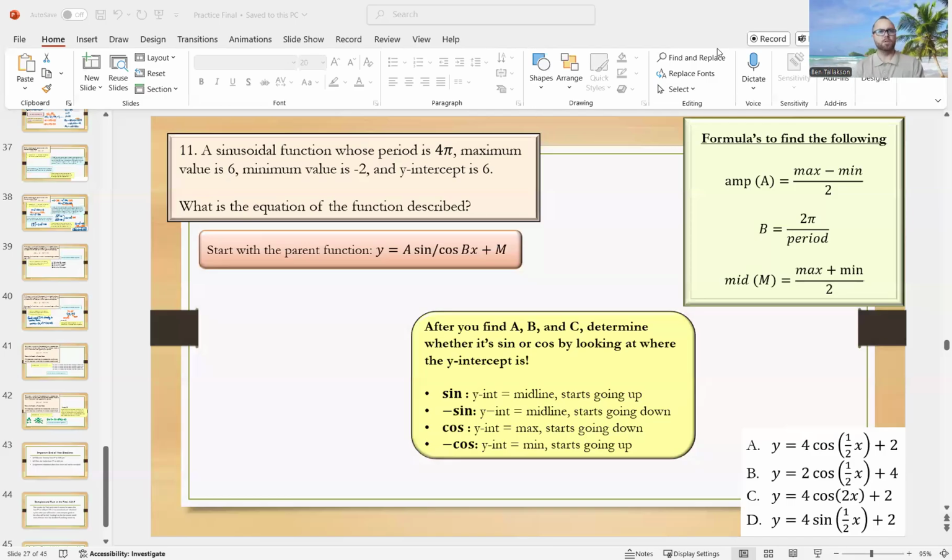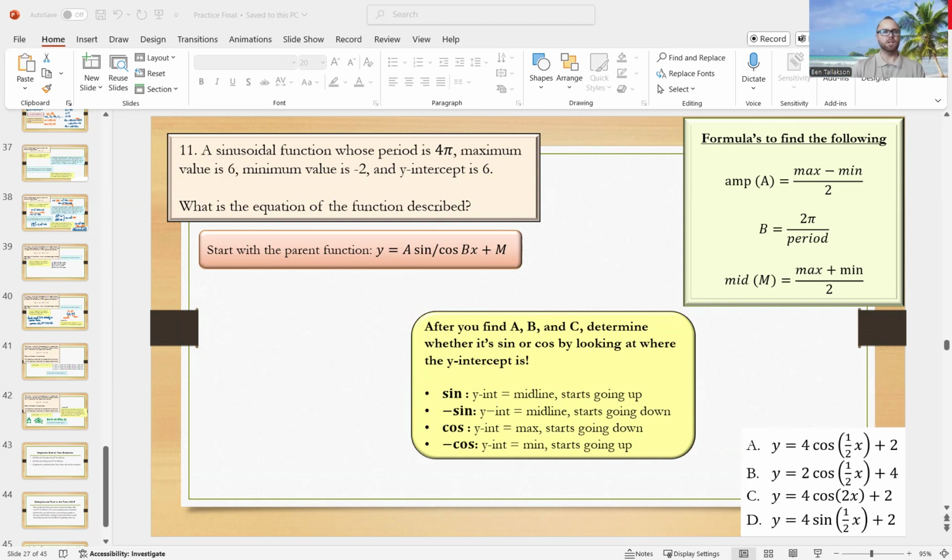We're working our way through the practice final. We're going to go through 11 to 15 today. Here we go. A sinusoidal function whose period is 4 pi, maximum value is 6, minimum value is -2, and y-intercept is 6. What is the equation of the function described? There is plenty of helpful information on the board to help you answer this.